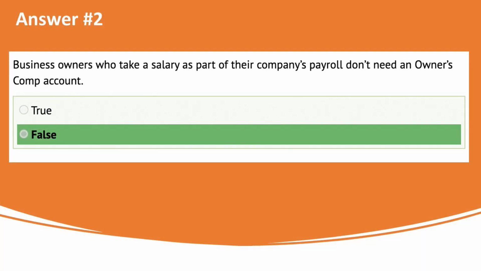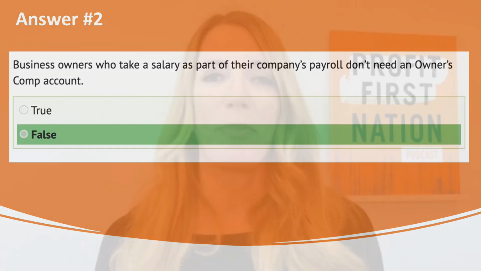So if you pay yourself on the company's payroll, you still absolutely have to have that owner's compensation account. And what you do on your allocation day is you allocate to your allocation accounts, Profit First, then owner's pay, then tax, then operating expenses.